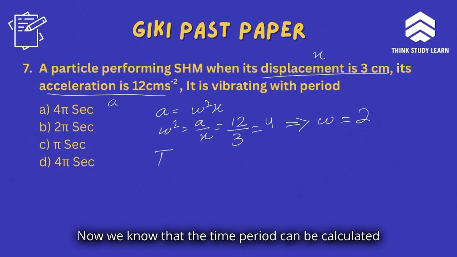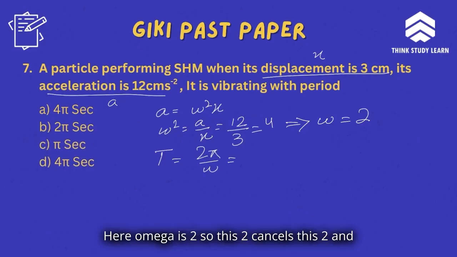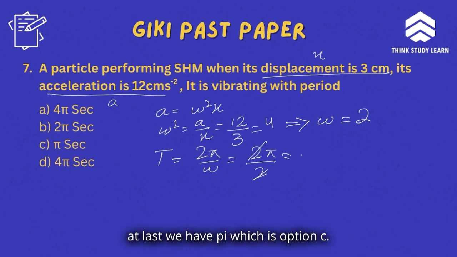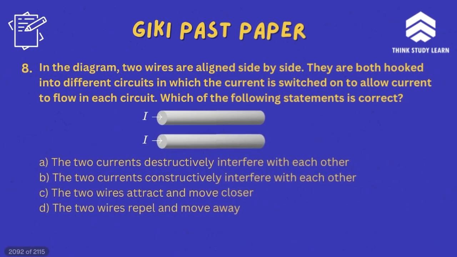Now we know that the time period can be calculated by this formula. Here omega is 2, so this 2 cancels this 2, and at last we have pi, which is option C. Therefore, option C is the correct answer.